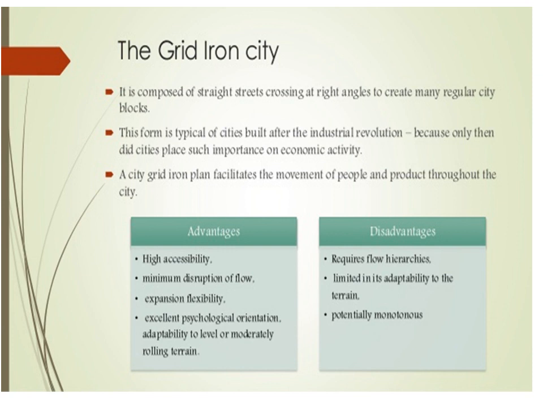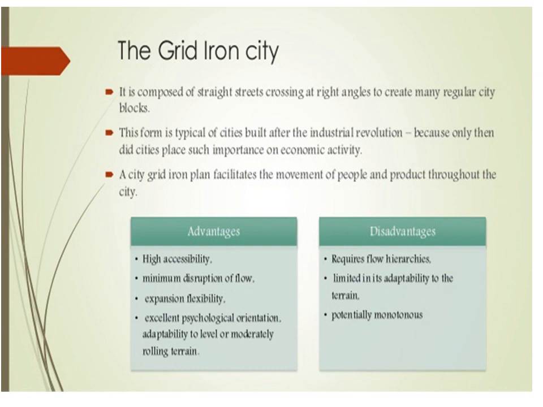The gridiron city is composed of streets crossing at right angles to create many regular city blocks. This form is typical of cities built after the industrial revolution, because only then did cities place such importance on economic activity. The gridiron plan facilitates the movement of people and products throughout the city.